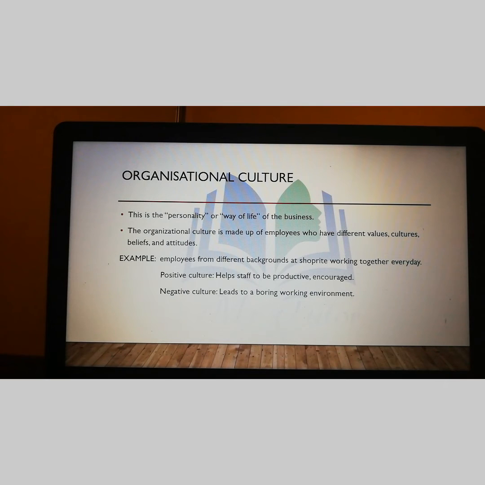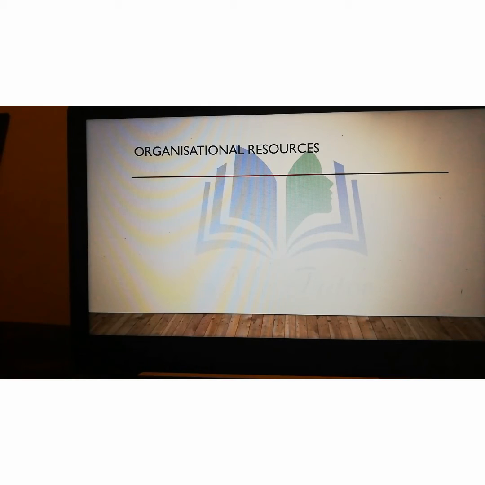So this is just generally the organizational culture side of the business. The second aspect of the microenvironment, or we are still focusing on the organizational culture. So under the organizational culture, we covered your positive culture and your negative culture. We also said the organizational culture is the personality or the way of life of the business.